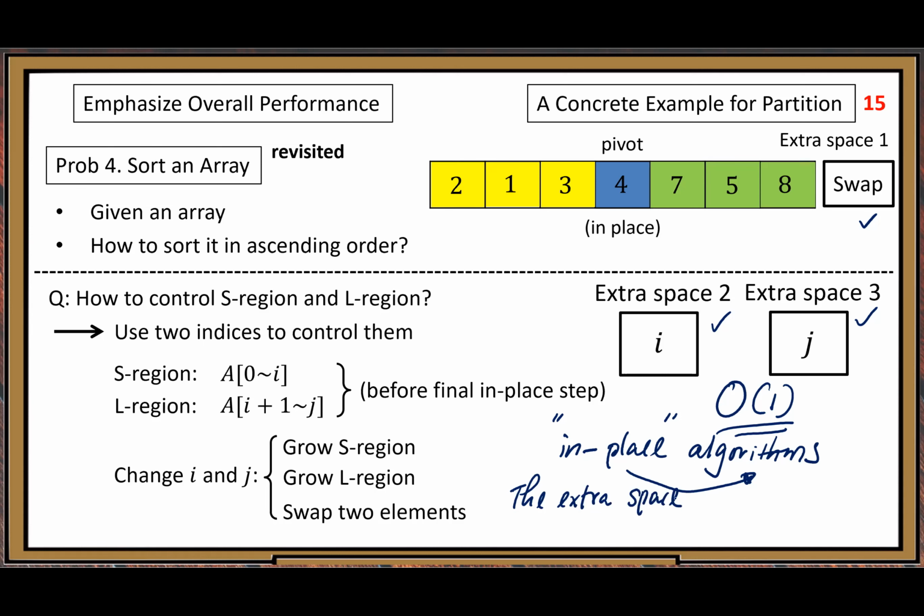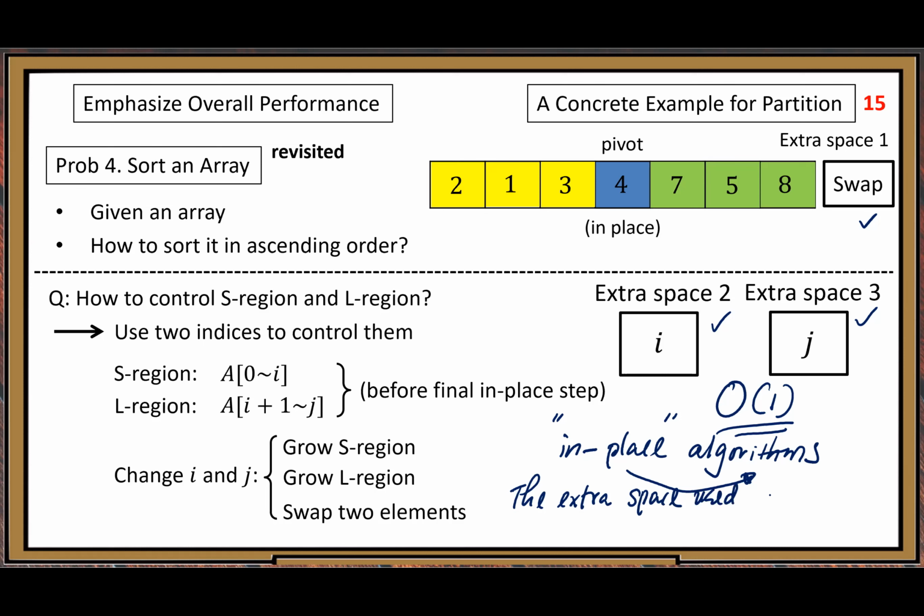What's the extra space? The space used other than the original input data, because in order to process the given input data, you need to assign a certain amount of space anyway, right? No matter what algorithm you use. So we do not count that amount of space. Other than that part, if you need to use a further amount of space, that's the extra space.